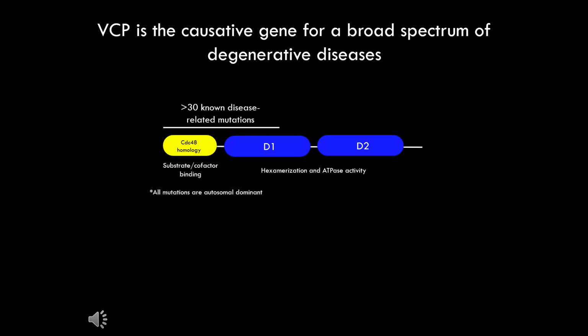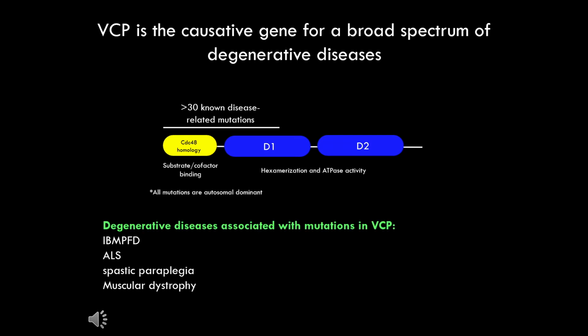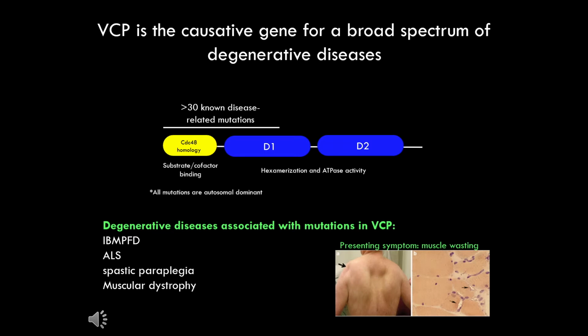However, in degenerative disorders, the mutant VCP proteins will co-localize protein aggregates in neurons, which is thought to be a major factor in driving neurodegeneration. Some of the neurodegenerative diseases that are associated with mutants in VCP include IBPFD, ALS, spastic paraplegia, and muscular dystrophy. And one of the major symptoms within neurodegenerative disorders is muscle wasting, which is seen in this figure.